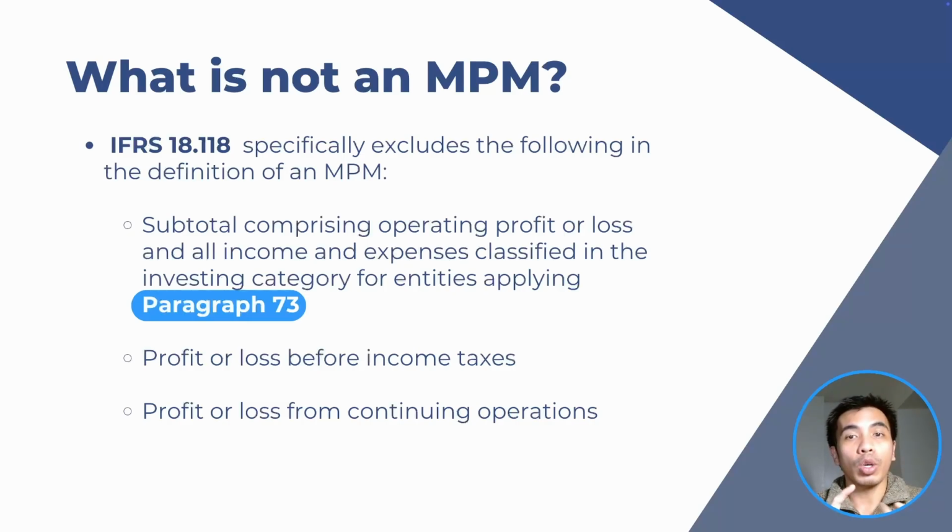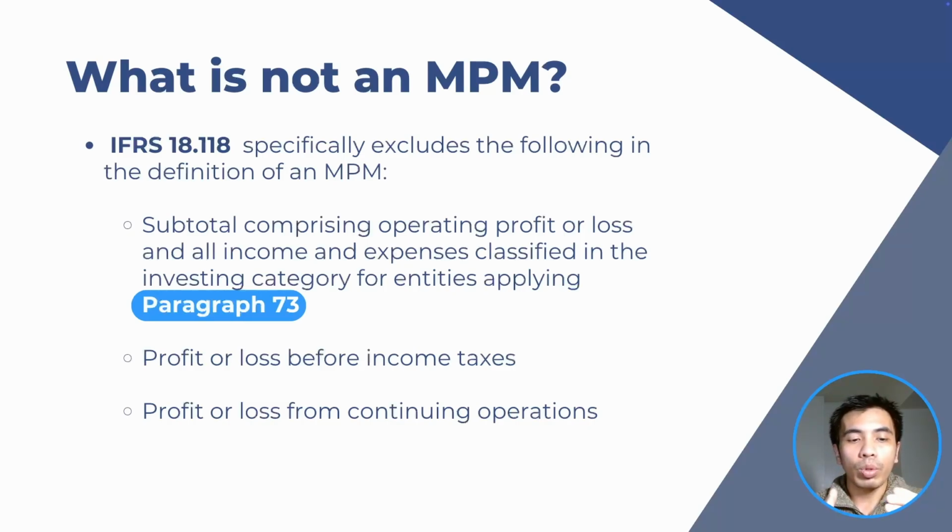If you put it in the operating category, then you are not allowed to use the subtotal profit before financing and income taxes, because it will mislead the users of the financial statements that it is a profit before financing, when you already had financing items in your operating profit, even though they're not related to financing customers as a business.